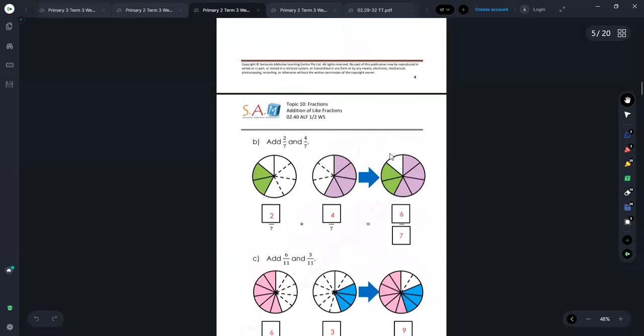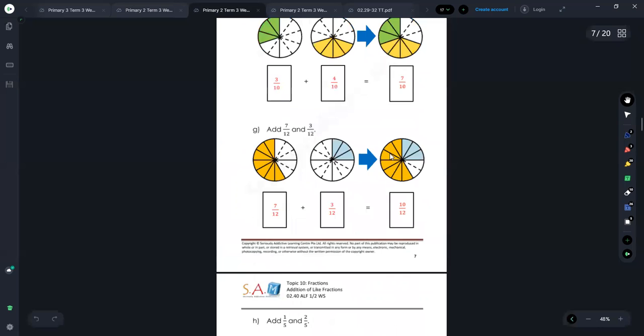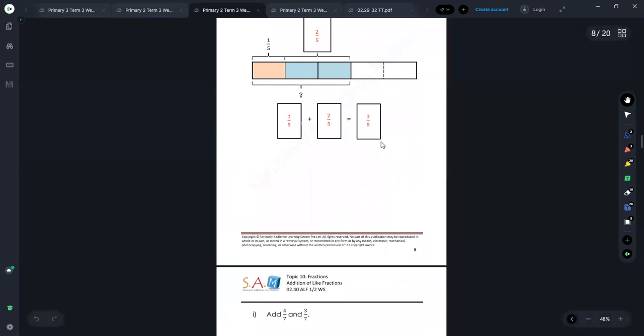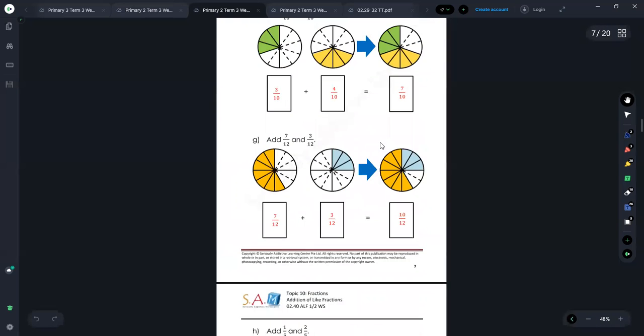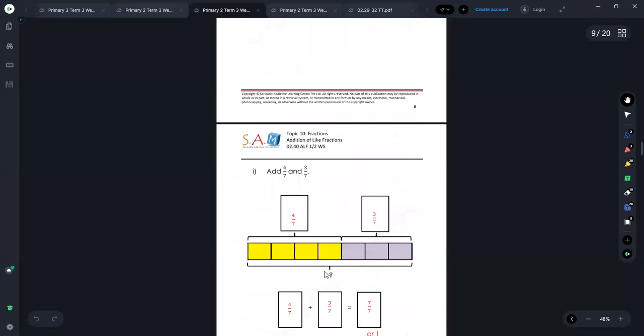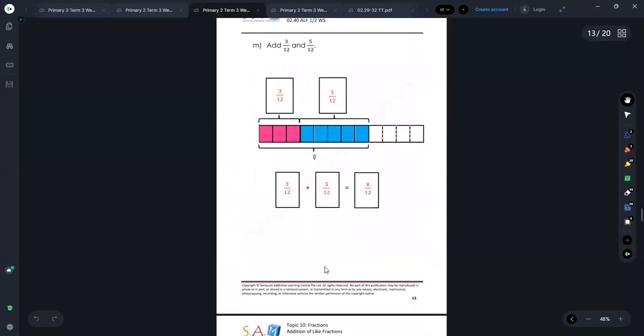Next, I think some of these guided practice questions are quite easy. You might want to get them to do a few, but I would suggest, for example, page 8. Add 1 out of 5 to 2 out of 5. So they have to write 1 out of 5 and 2 out of 5, then express the equation here, and they get 3 out of 5. So at least one question here.